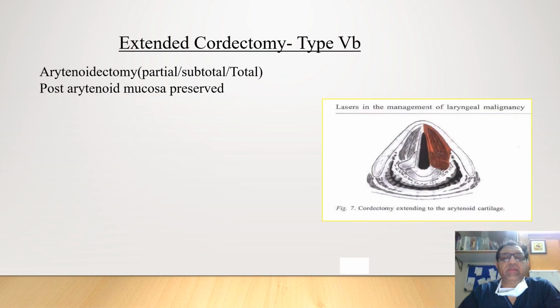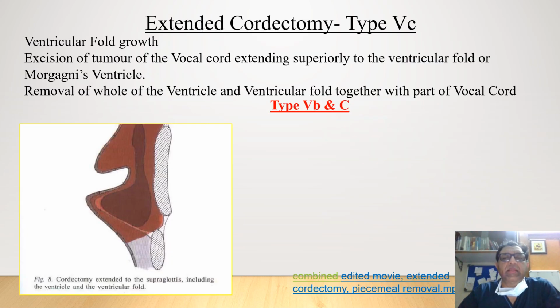Extended chordectomy type 5B includes part of the arytenoid, like in this case. Extended chordectomy type 5C includes part of the false cord, where the ventricular fold growth excision is done up to that part, and removal of the whole ventricular fold together with part of the vocal folds.